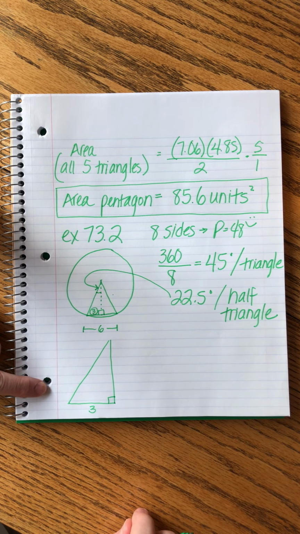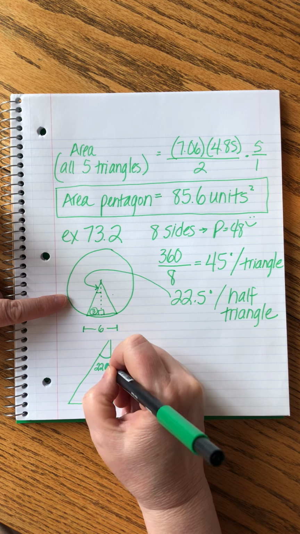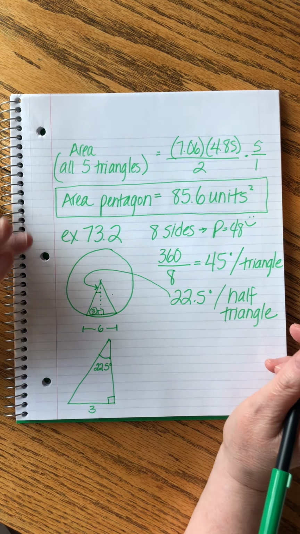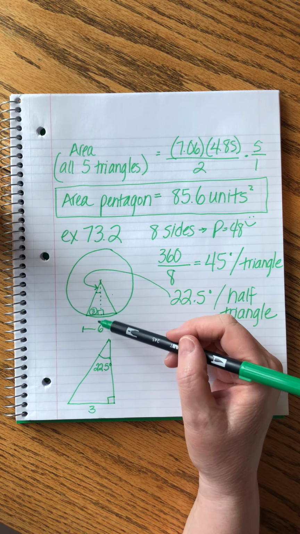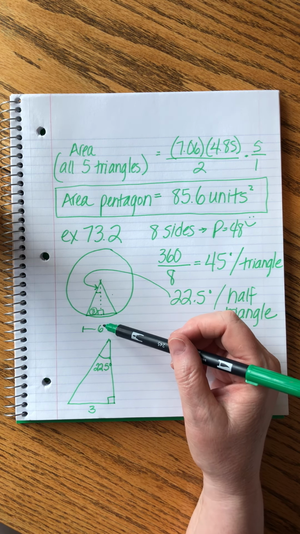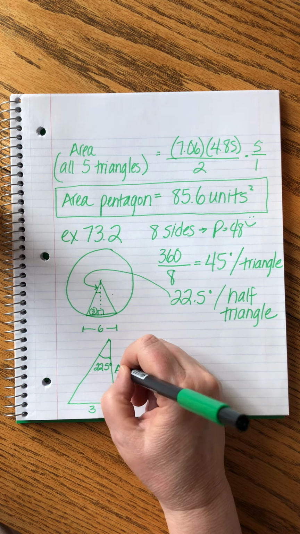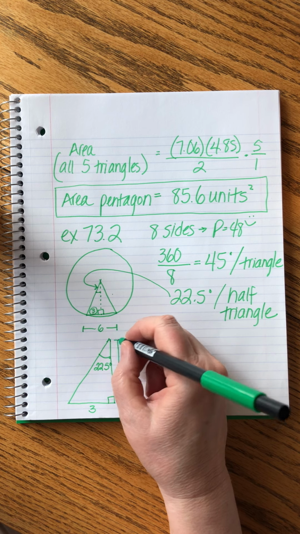Okay, there's the right angle. This is 22.5 degrees. And we're trying to find the area of the triangle, so that means we need to know this height, right? So I'm gonna call that, oh, I'll just call that A, right? That's the length of this side.